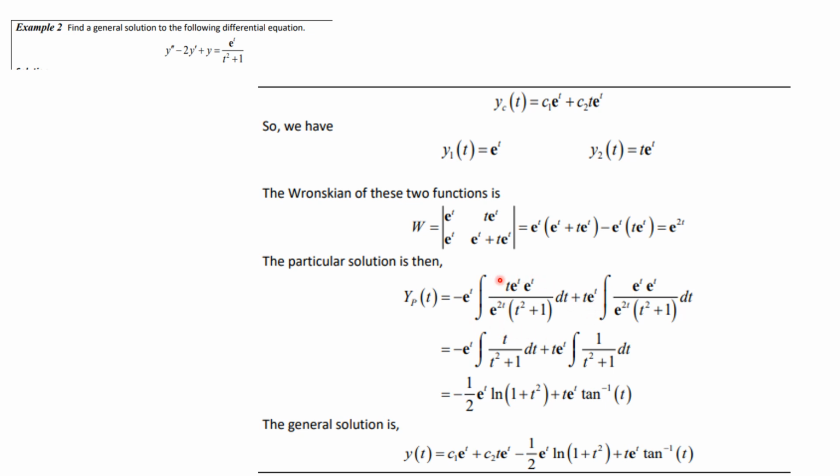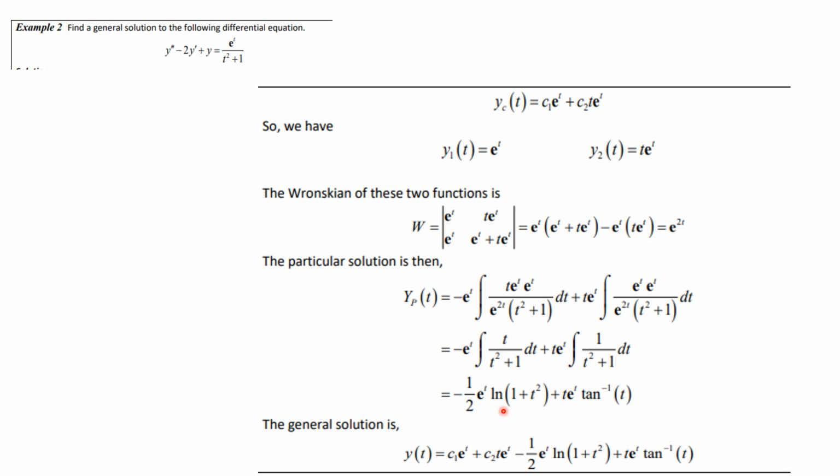And this is what we have whenever we use the formula. Now look what happens. e to the t times e to the t is e to the 2t, so those cancel, and I'm just left with t over t squared plus 1. And over here, e to the t times e to the t is e to the 2t, so that cancels, and I get 1 over t squared plus 1. So these integrals aren't really too bad.